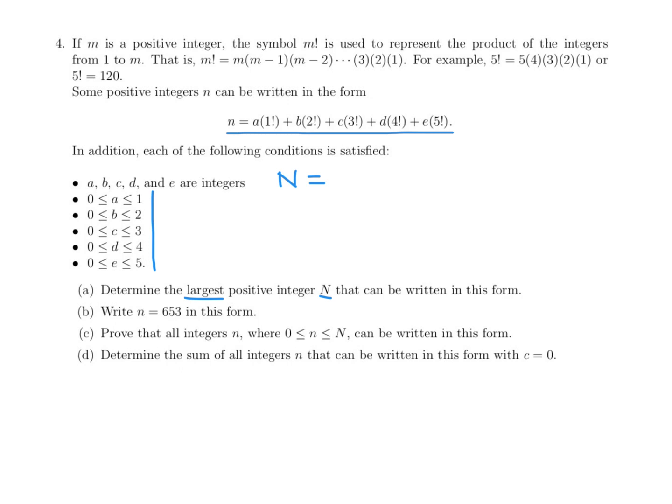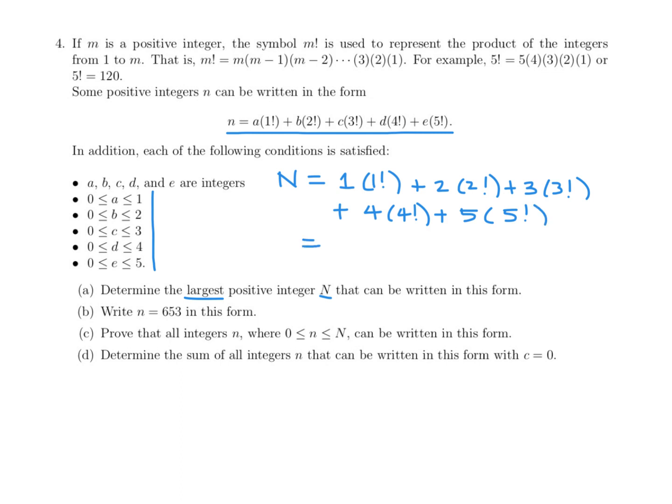So the largest value for a, I believe, is 1. So let's put that in there. The largest value for b is 2. The largest value for c is 3. The largest value for d is 4. And then the largest value for e is 5. And hopefully that should do it.